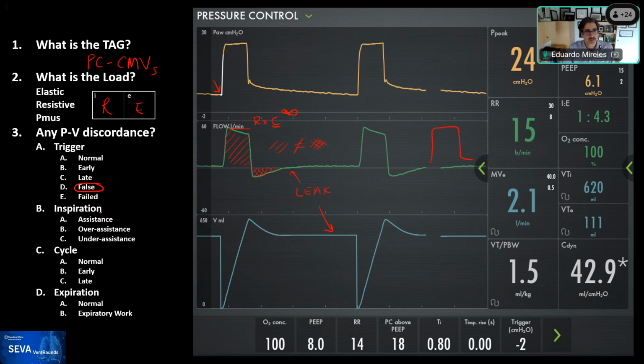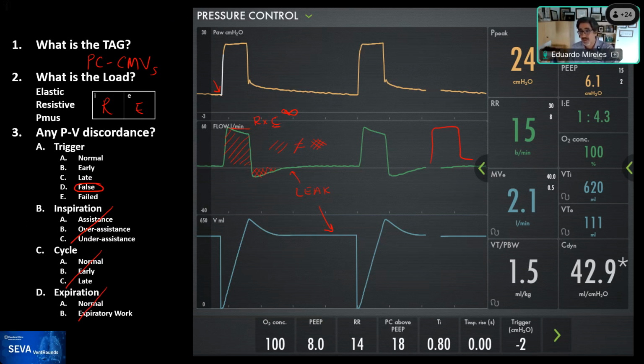And so during inspiration, we don't see any evidence of PMUS, so there's no cycle. And during expiration, we cannot see anything because there's a leak. So essentially, this is a false trigger due to a very large leak, and that's a common cause of false triggers.